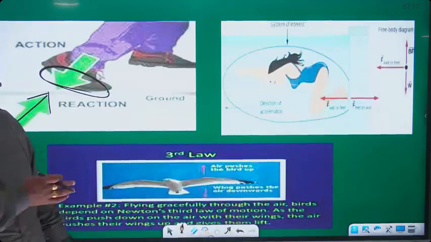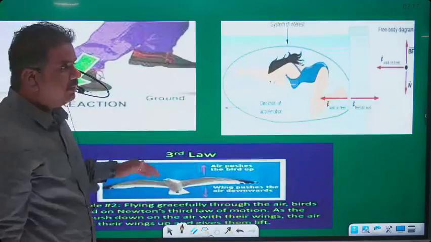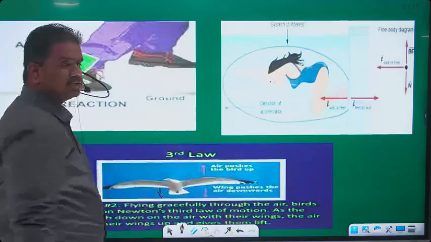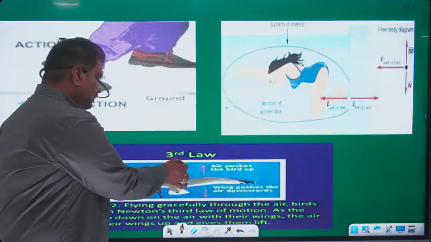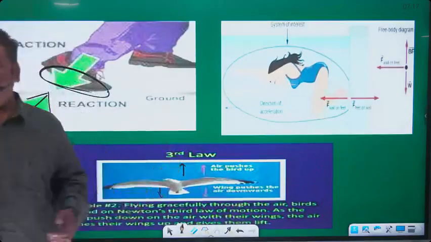Now the moment you talk about these birds, whenever they are flying, they try to push the air in the downward direction, as a result of which the movement of the bird will be in the upward direction, right? All these are different examples for that.